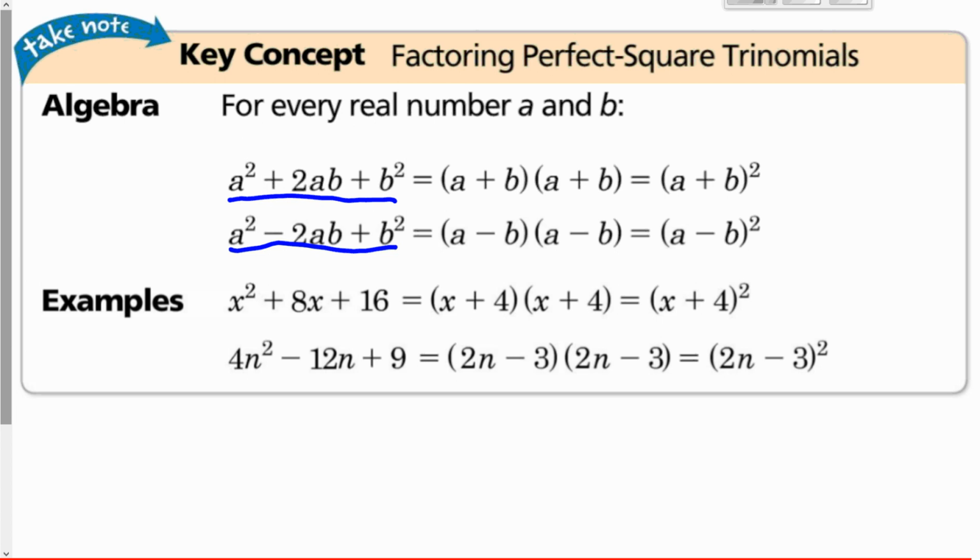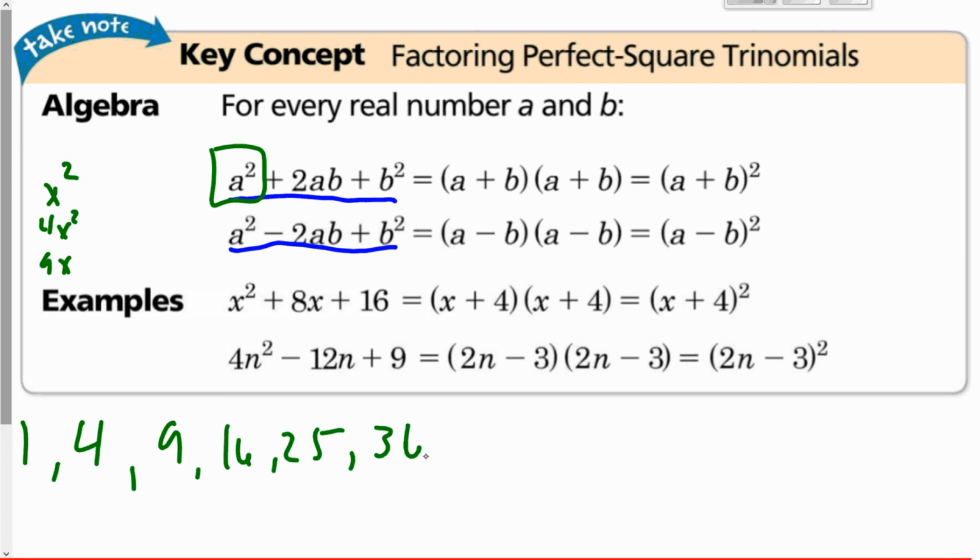Okay? So what that means is, for example, you always have something being squared. So that could be an x squared, it could be a 4x squared, it could be a 9x squared. They're perfect squares: 1, 4, 9, 16, 25, 36, 49, 64, 81, 100, right, and so on. Those are perfect squares.